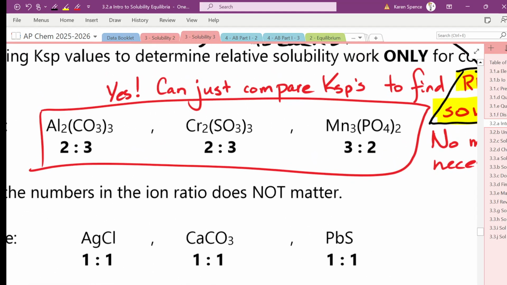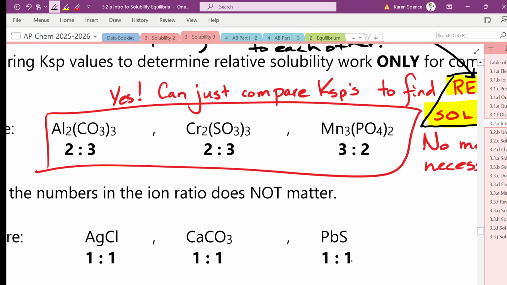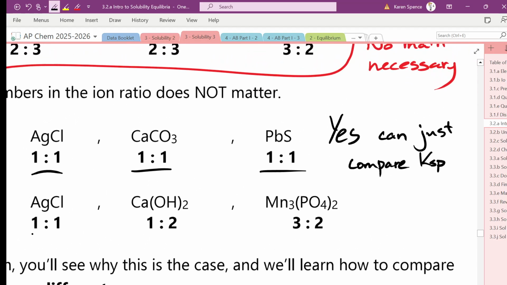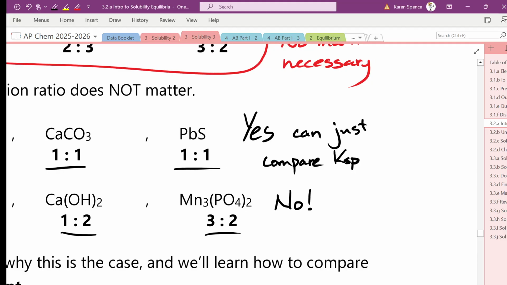But can we compare silver chloride, calcium carbonate, lead sulfide? Yes, because the ion ratios are all the same. Can we just compare the KSPs for AgCl, calcium hydroxide, and manganese phosphate? No. We would need to do math to find their relative solubilities.